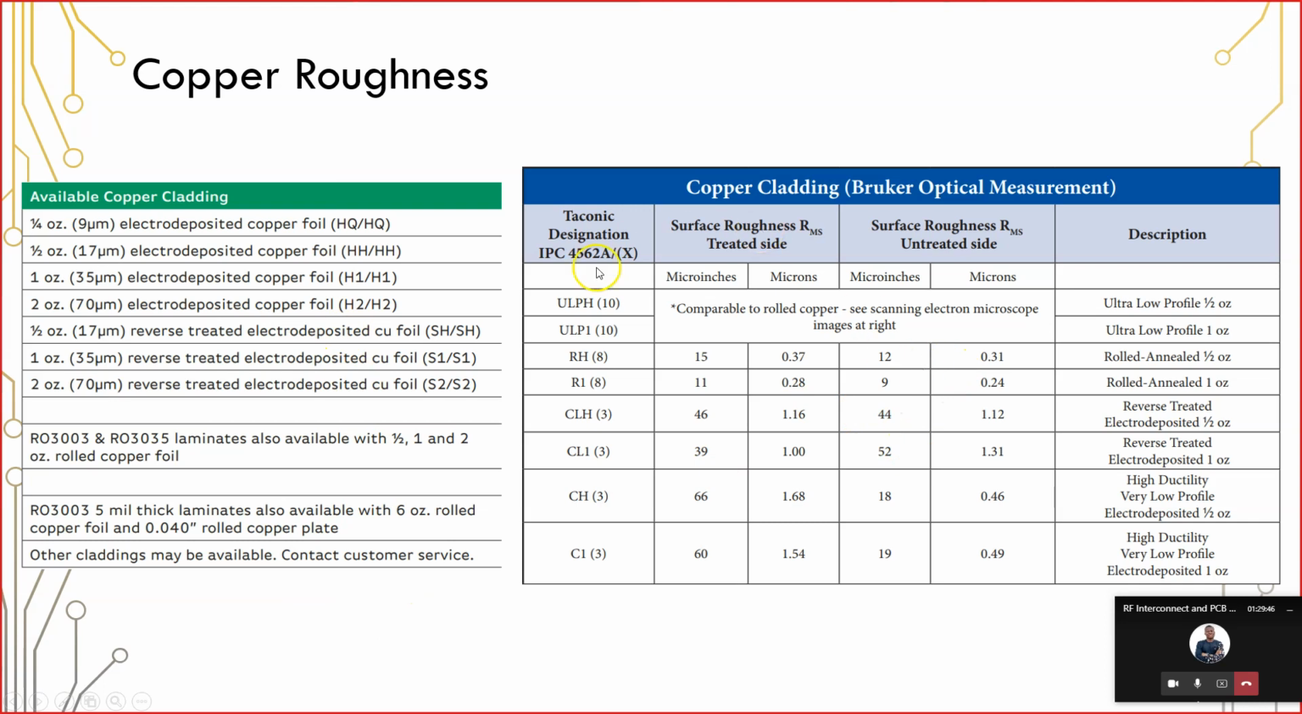Now, here on the right, we have something from AGC Taconic. So this is a different laminate supplier or a different laminate material here. And this particular material, they actually do show the roughness values, and they give them in microns and microinches. So here you can actually use this to select the right type of copper that will then affect the losses that you see on your particular interconnect.